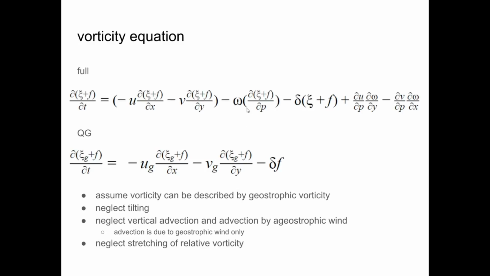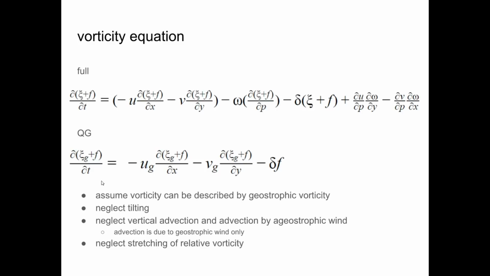Notice there's no vertical advection, so we're neglecting vertical advection of vorticity. Notice there's no tilting, so we're neglecting tilting. And the stretching term has been simplified. The stretching is only acting on the Earth's vorticity. Basically, the Coriolis parameter gives us the vorticity that's due to the Earth's rotation. So we're neglecting the stretching of the relative vorticity in the stretching term. This is the equation we're going to use, the QG vorticity equation.